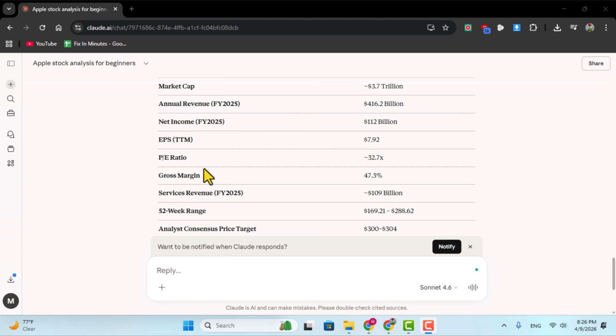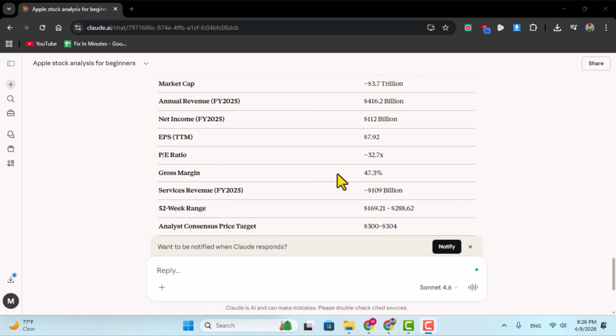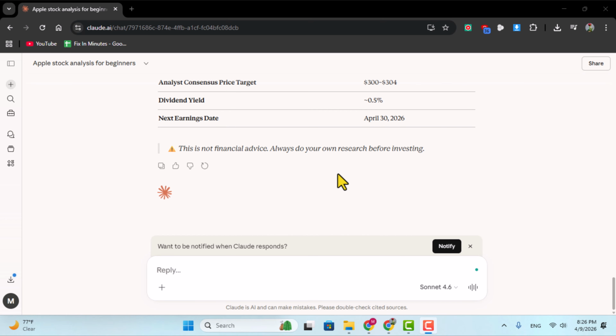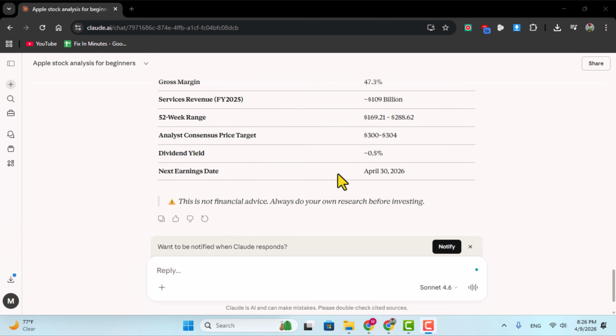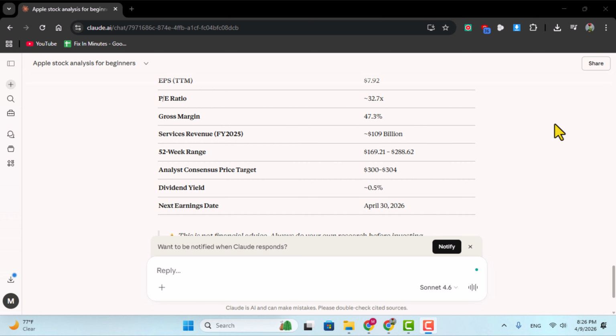Analyze any stock. Want to look at a different company? Just swap out the ticker. Replace AAPL with TSLA, NVDA, AMZN, whatever you're curious about, and run the exact same prompt.